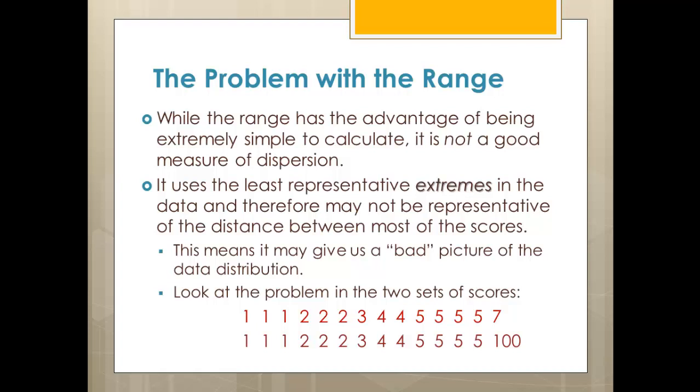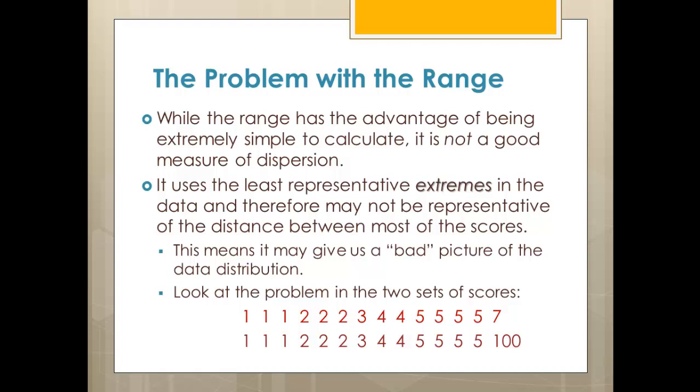So look at the two data sets at the bottom here. If you look at all the scores, every score is the same except for the last one. They have the exact same number of scores, and the endpoints are different. In the distribution on the top, the last score is 7. In the distribution on the bottom, the last score is 100. The two distributions are pretty much the exact same except for that one particular point. If you find the range for the top group, you're looking at 6. If you find the range for the bottom group, you're looking at a range of 99.